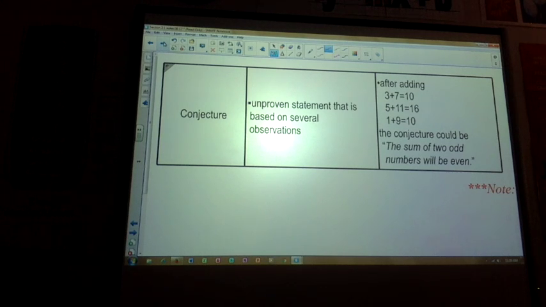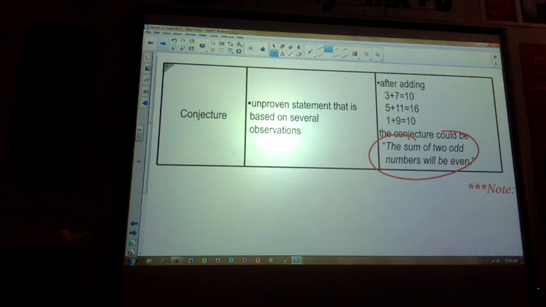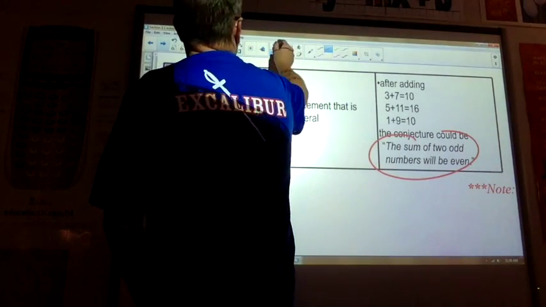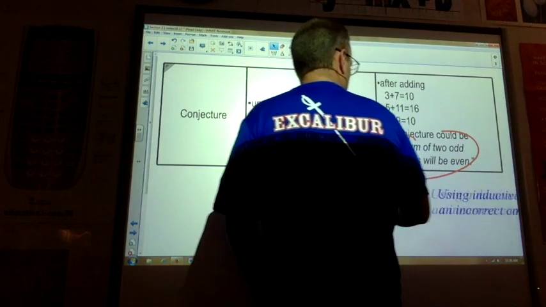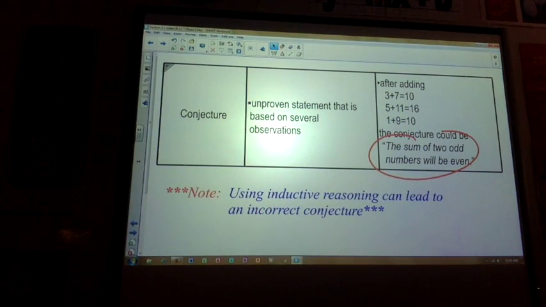Let's say that one more time. The sum of 2 odd numbers will be even. If I add 2 odd numbers together, do I always get an even? Well, there might be the one time you have some counterexample, but I don't know. Using inductive reasoning can lead to an incorrect conjecture.